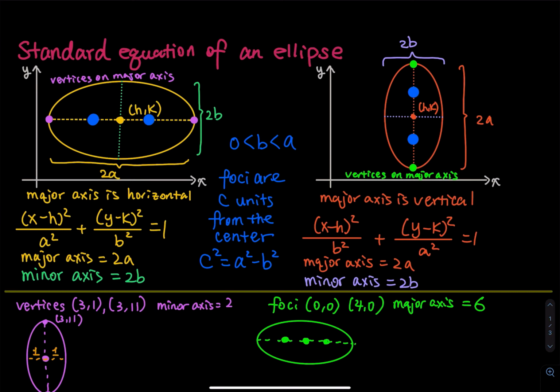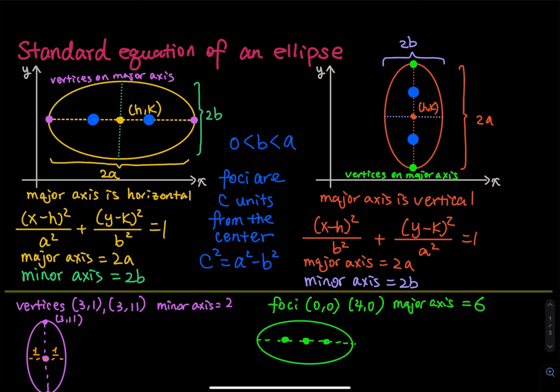Standard equation of an ellipse: there are two types of ellipse. An ellipse can be horizontal, or an ellipse can be vertical. Starting with the horizontal ellipse, so this is a horizontal ellipse. The point in the center is called the center. The coordinate of the center is (h, k), and these two blue points are called foci, and these two points, the ones in pink, are called vertices.